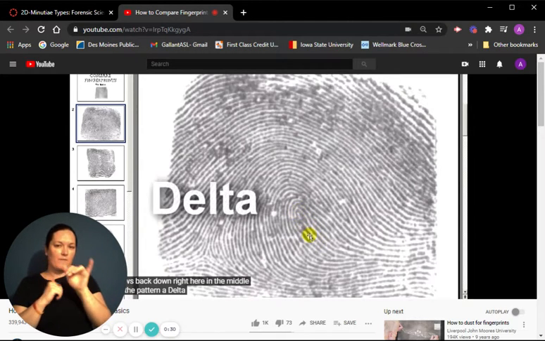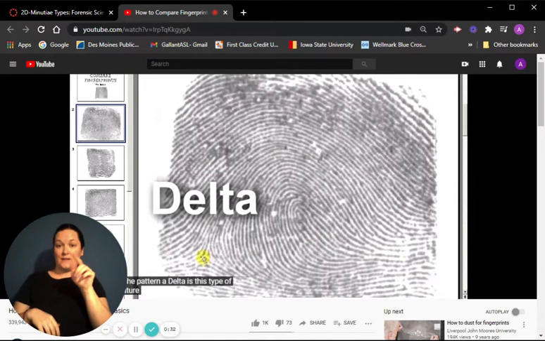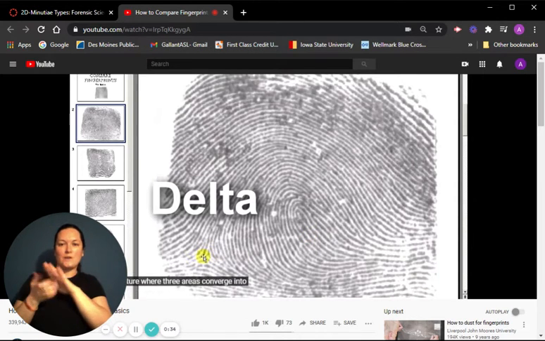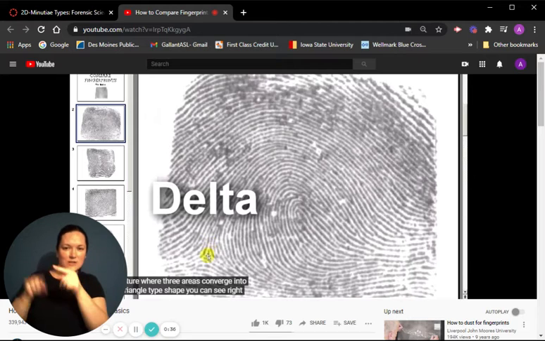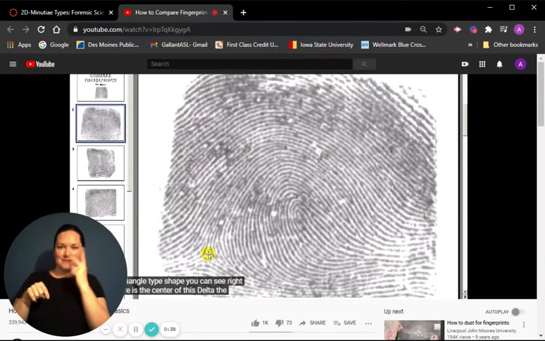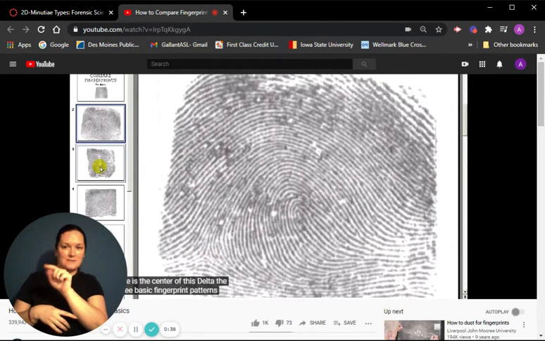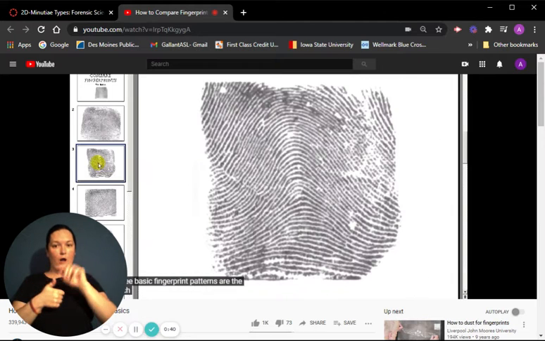The delta is this type of feature where three areas converge into a triangle-type shape. You can see right here is the center of this delta. The three basic fingerprint patterns are the arch, the loop, and the whorl.